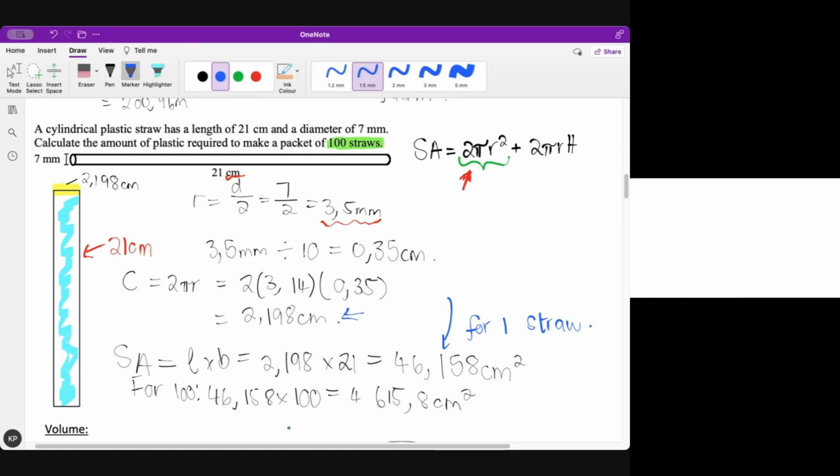Okay, guys. And then all I did after that was times by 100 because we needed 100 straws. The reason we don't have the 2 circles here is because it's a straw. There's no circle at the top and there's no circle at the bottom.